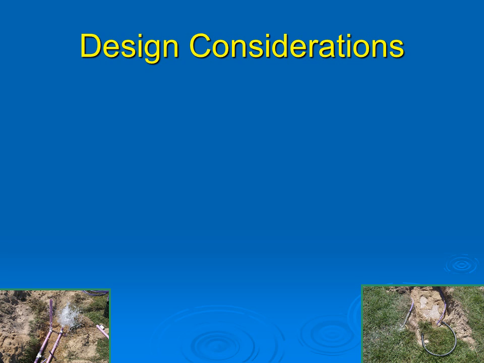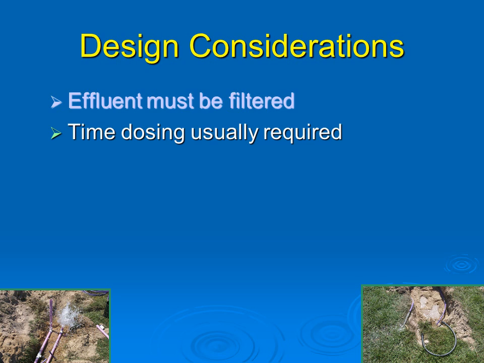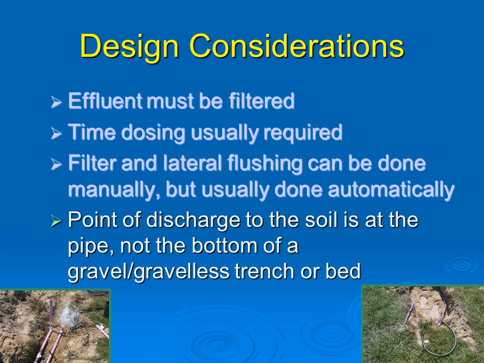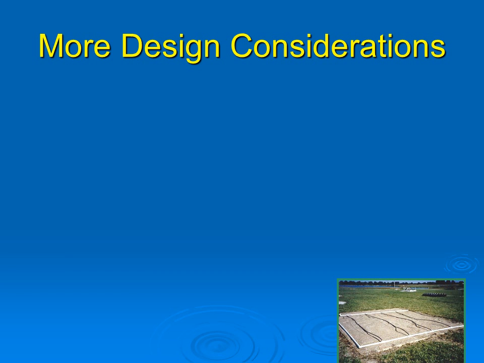When designing drip distribution systems, you need to consider the following. The effluent must be filtered. Time dosing is usually required so that the drip field is dosed and allowed to rest all day long. Although filter and lateral flushing can be done manually, it is usually done automatically. And the point of discharge to the soil is at the pipe, not the bottom of the trench or bed, so it's pretty close to the surface.